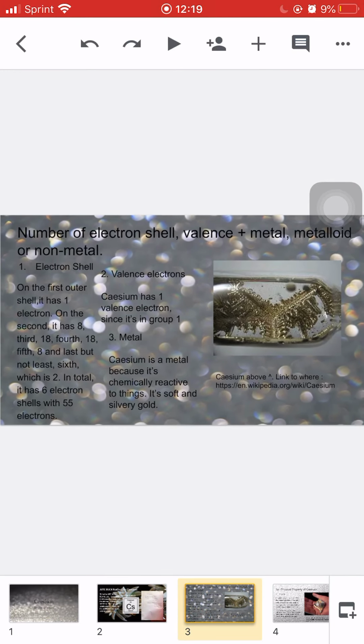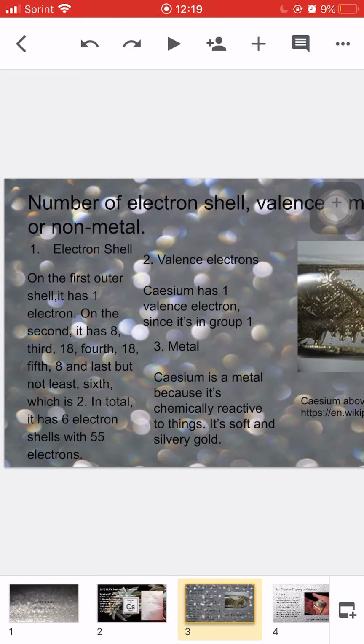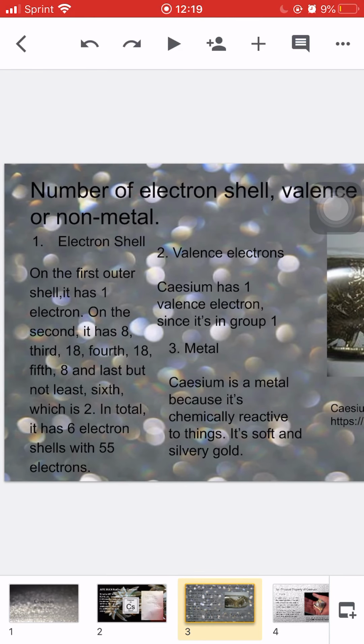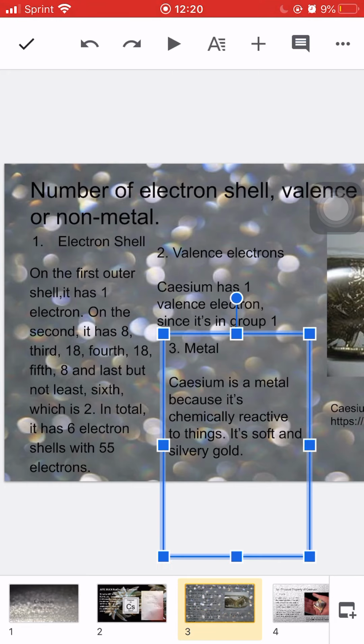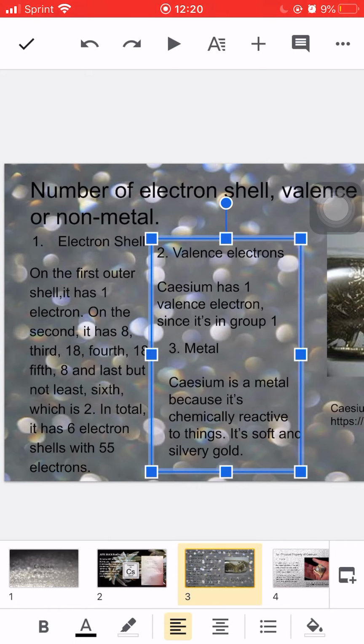Next is the number of electron shells, plus valence electrons, plus metal and nonmetal. For my electron shells, there are 6 shells, and I got that by looking at the Bohr model and counting down the shells, which gave me 6. The first shell has 1 electron, the second has 8, the third 18, the fourth 18, the fifth 8, and the last one has 2. In total, it has 6 electron shells with 55 electrons.